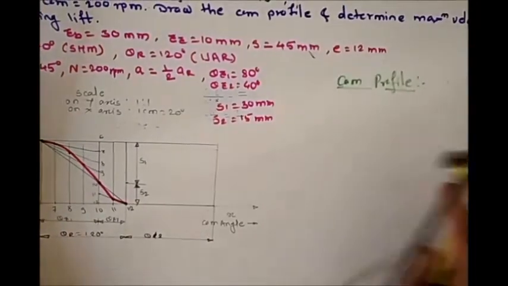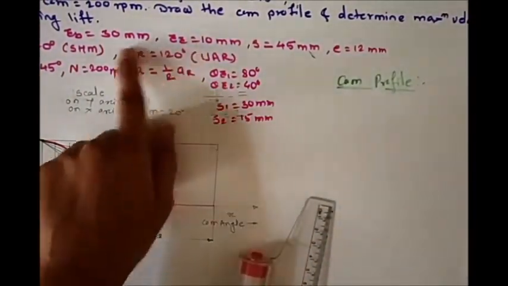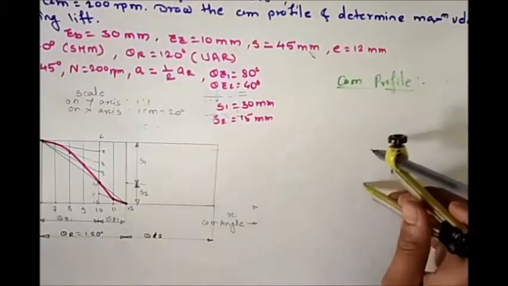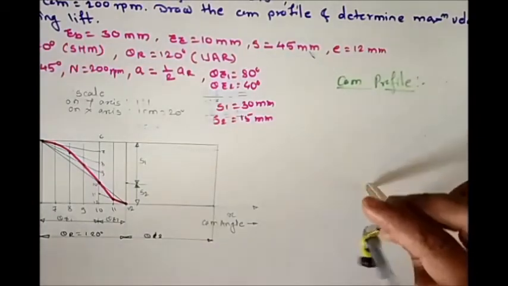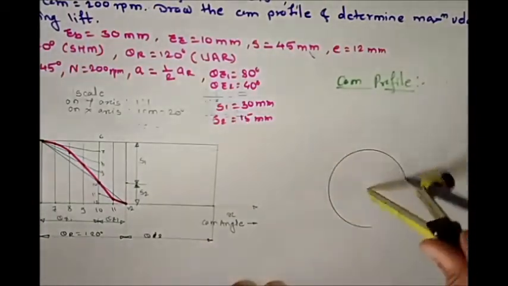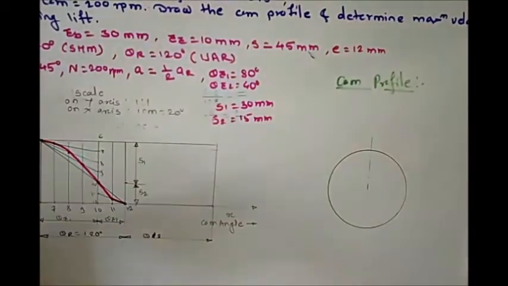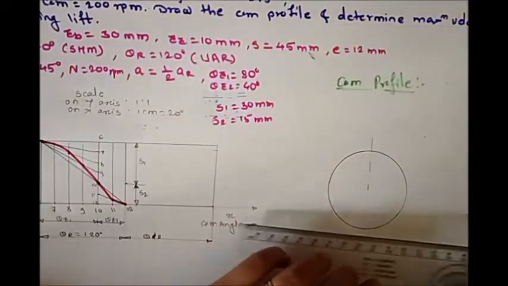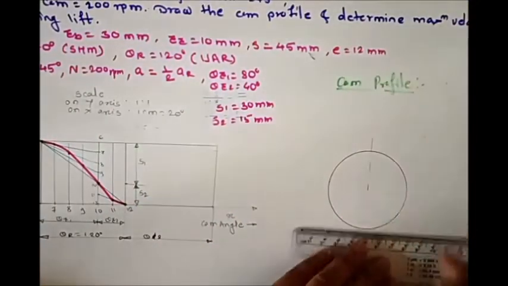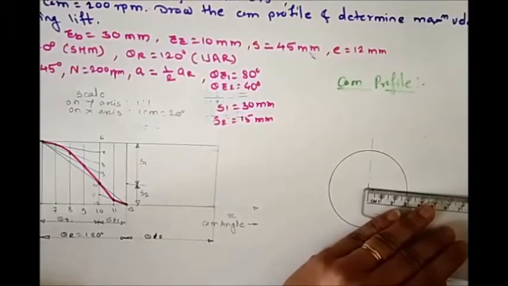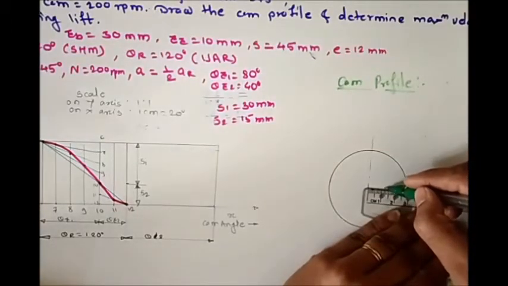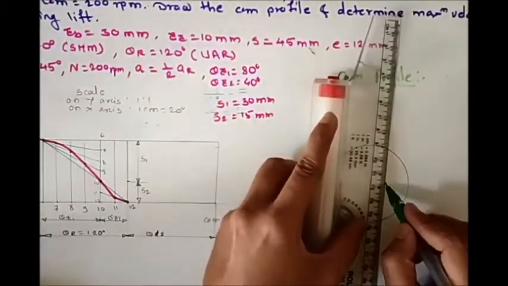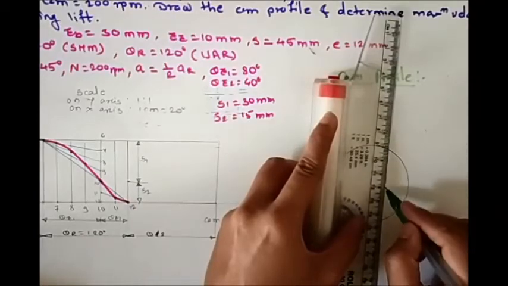Now let's draw the cam profile. To draw the cam profile, we have the base circle radius equal to 30 mm. So take 30 mm in your compass and draw the base circle. Now this is our current axis of cam, but here they mention there is an offset, and the offset distance is equal to 12 mm. So from the center of the cam, take a distance equal to 12 mm and mark a point and draw an axis line from this offset distance.